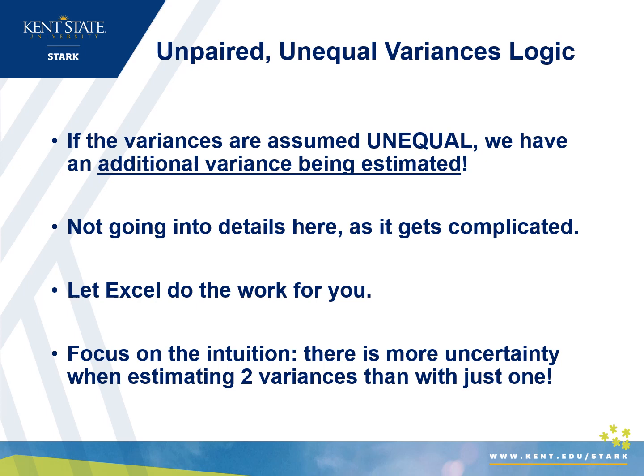What this means then is that we have an additional variance that has to be estimated, which creates an additional source of uncertainty. I'm not going to go into all of the mathematical details here, just let Excel do the work for you, but rather let's focus on the intuition. Because there's more uncertainty involved, since more is being estimated, we're going to have to end up with higher p-values. That is, it's going to be harder to say that the data is definitely not consistent with the null.